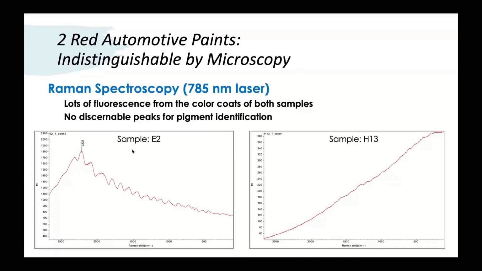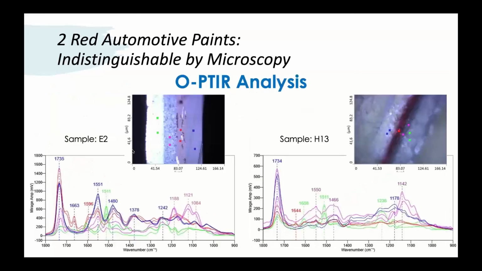Now, although the two fluorescences are different, which will tell you that they are different samples, the lack of discernible peaks prevents pigment identification, and that's not exactly something I want to hang my hat on when I'm doing a comparison. So we looked at the different infrared spectra using O-PTIR, and 2 spots were collected from each layer. And this is where the differences between the two different paints really shined. And although they're all overlaid, we can see that there are significant differences between the two sets of spectra.